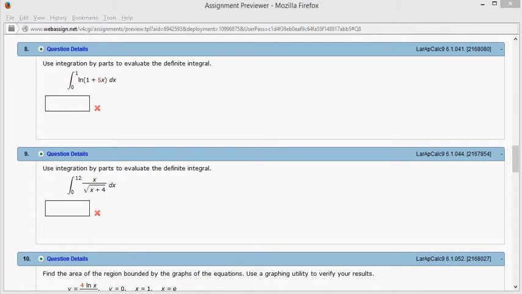Alright, let's look at homework 6.1, 6.3, problem number 8. We're going to use integration by parts to evaluate this definite integral. So let's do that.